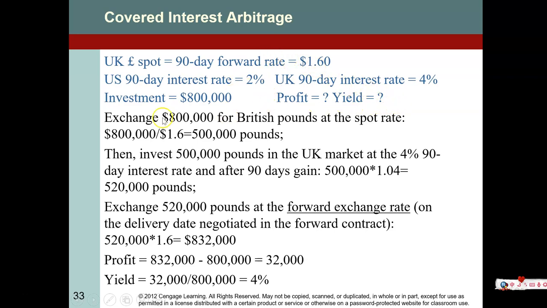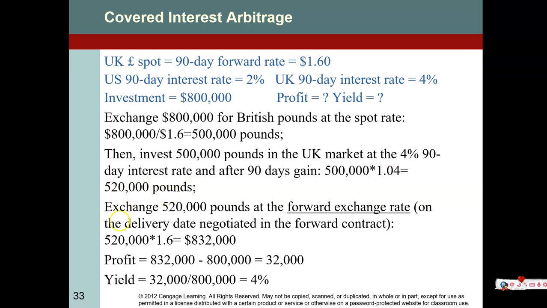First of all, we want to exchange this 800,000 US dollars for British pounds at the spot rate today. So 800,000 US dollars, we divide by the UK pound spot rate, 1.6. We have 500,000 pounds exchanged from the 800,000 US dollars we have. Then we can invest this 500,000 pounds in the UK market at the higher 90-day interest rate, 4%. After 90 days, our gain would be 500,000 pounds multiplied by 1 plus 4%. So we have 520,000 pounds after 90 days.